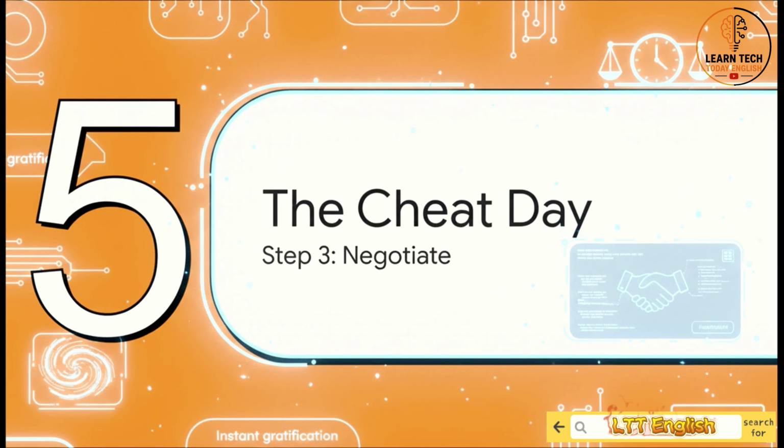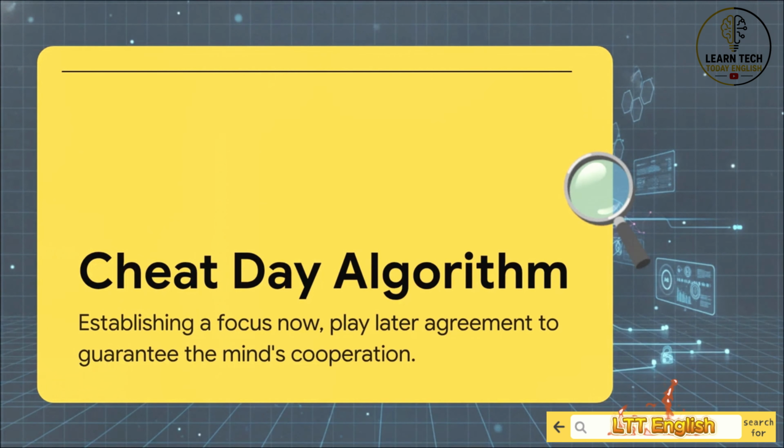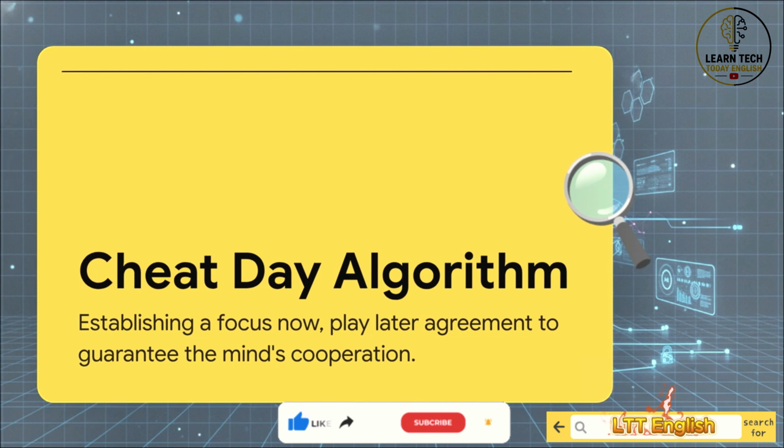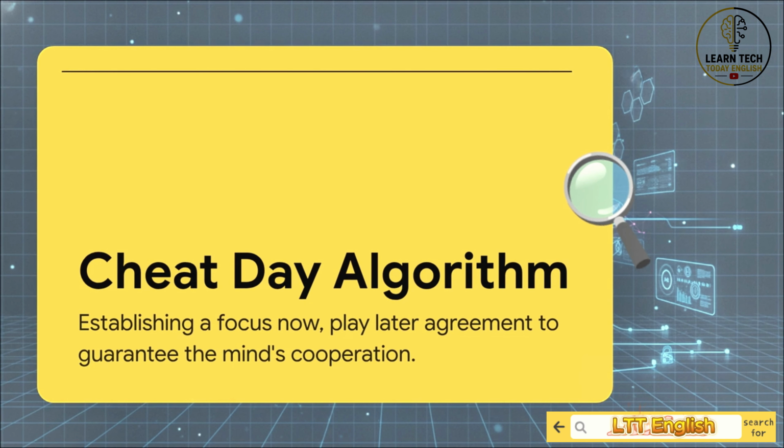All right, moving on to step 3, the cheat day, or negotiate. So for a mind that is completely obsessed with the future and constantly demanding instant gratification, you simply cannot forcefully shut it down. It just doesn't work that way. But what you can do is strike a really smart deal. The cheat day algorithm is all about establishing a focus now, play later agreement. You are literally negotiating with your internal toddler to guarantee its cooperation by delaying gratification.